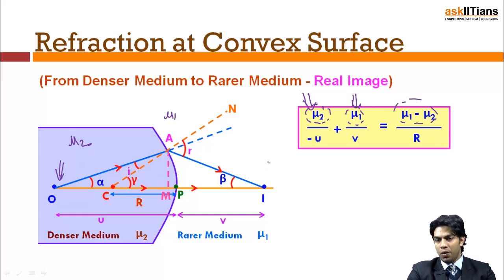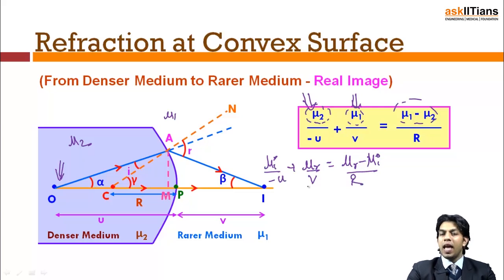So what we can do is mu_i by minus U plus mu_r by V equals mu_r minus mu_i by R. That is, mu_i and mu_r basically stand for refractive index: mu_i is the refractive index in which the light is actually traveling initially, and mu_r corresponds to the refractive index in which the light will be refracted finally. So this is how we can actually put up with the general expression.